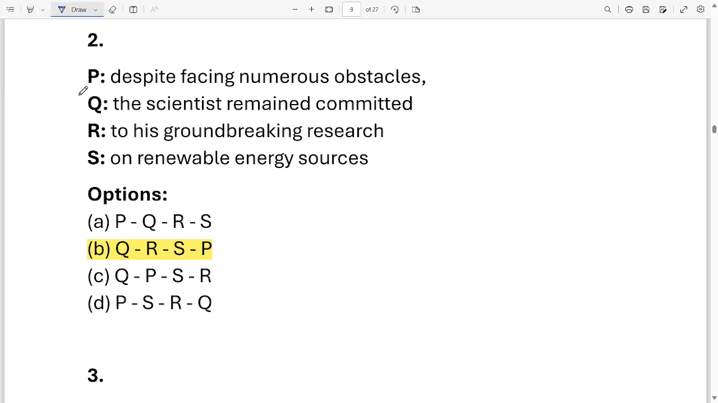First it is Q, the scientists remain committed. Then it is R, to their groundbreaking research. Then it is S, on renewable energy sources. And then it is P, despite facing numerous obstacles. So this is the order. Okay. Let's move on to the next question.